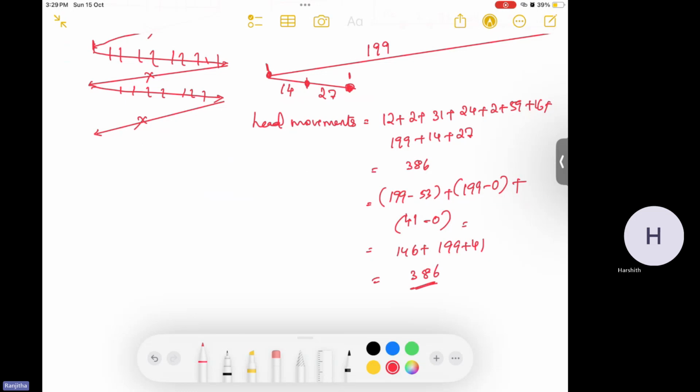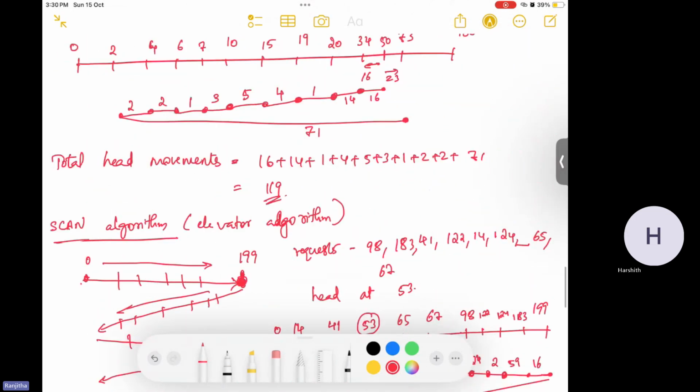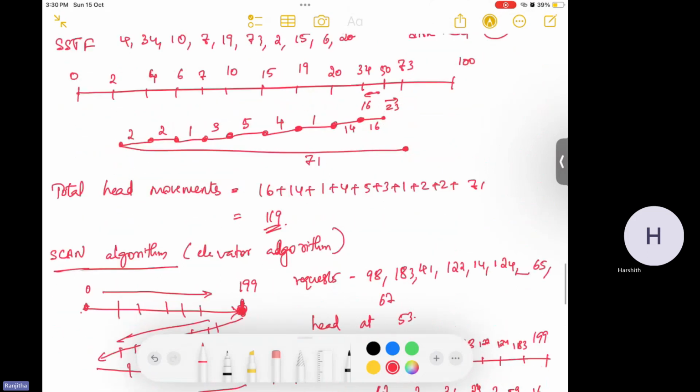So we don't need to actually compute the differences, because it goes from one point to another. But with SSTF, we have to compute them, because it can go in any order based on the shortest, and it's not always guaranteed that it will go to the left or the right.